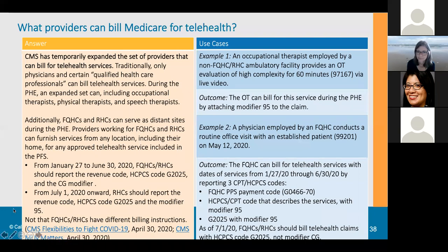So in this instance, because the date of service is between January 1 of 2020 and June 30th, the FQHC would need to submit 3 CPT or HCPCS codes. And as I mentioned earlier, those are 1, the PPS payment code, 2, the HCPCS code that describes the service, and you would need to attach a 95 modifier. And then 3, your G2025 with the 95 modifier. Now, if that service had happened, let's say July 2nd of 2020, the FQHC would instead just bill 1 code, and that's your G2025.